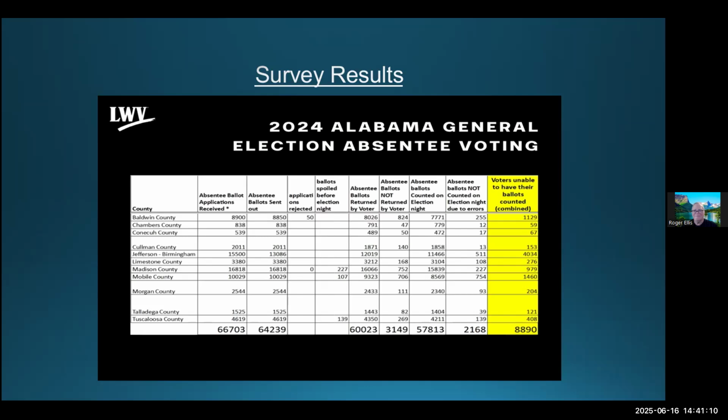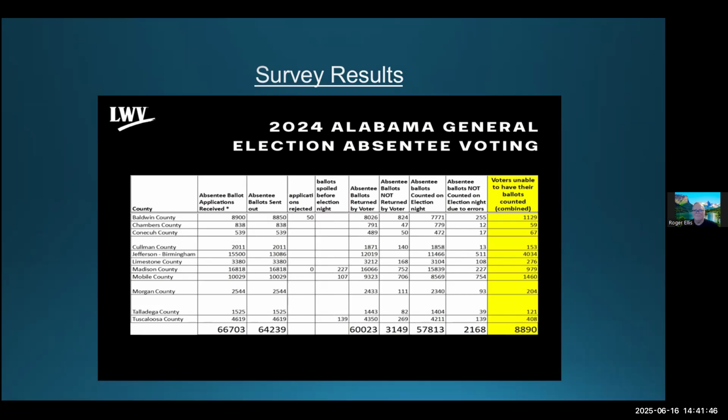Now, so that tells you there were 824 ballots that never got returned just in Baldwin County. And then when you look at the election results for the tally for election night at the polling place that's called absentee voting, only 7,771 votes were actually counted. So 8,026 ballots were received in Baldwin County, but there were 255 ballots that were set aside on election night.